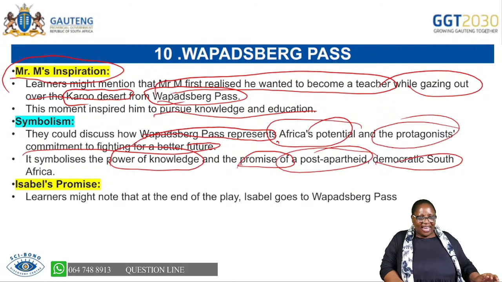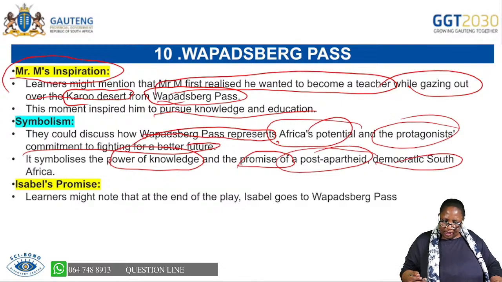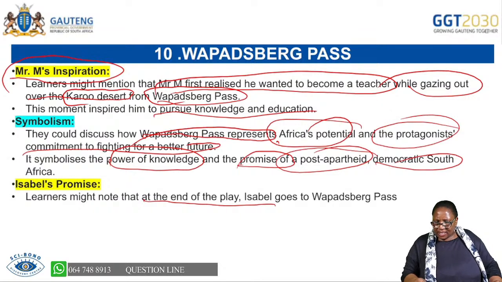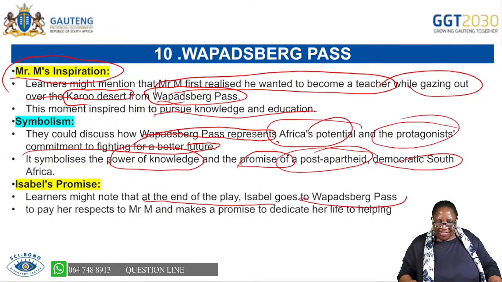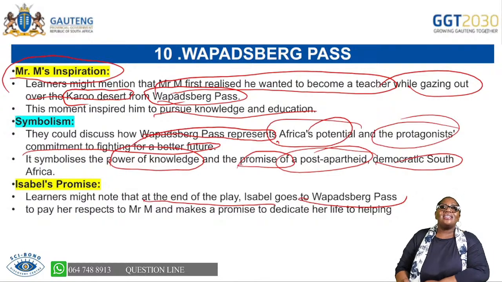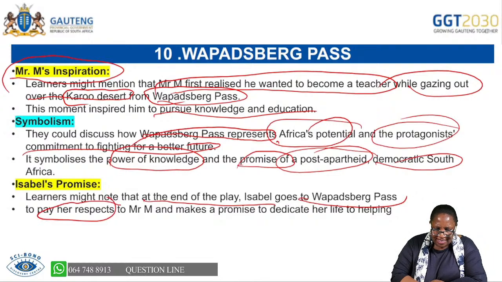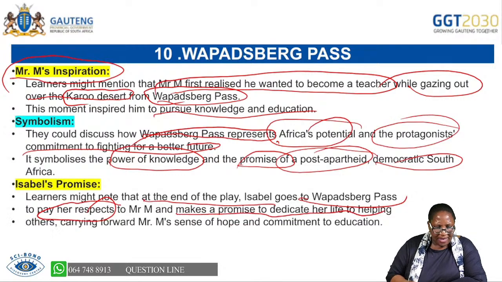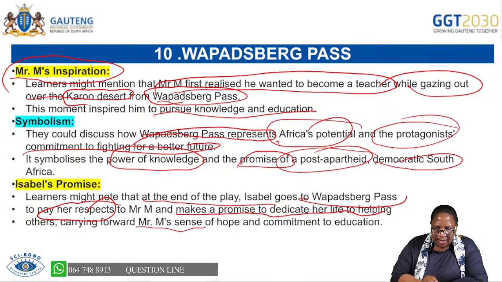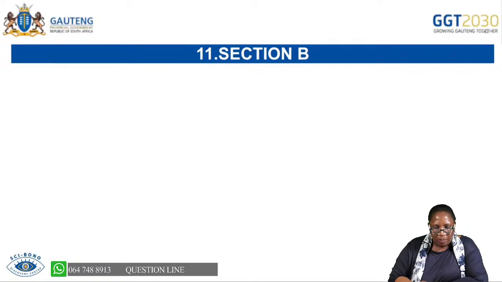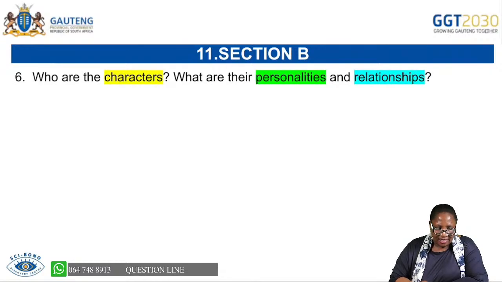That's where Isabel made a promise. At the end of the play, she goes to Wapadsberg and there she pays her last respects to Mr. M and makes a promise to dedicate her life helping others and carrying forward Mr. M's sense of hope and commitment to education. We all know that Mr. M was committed to education.